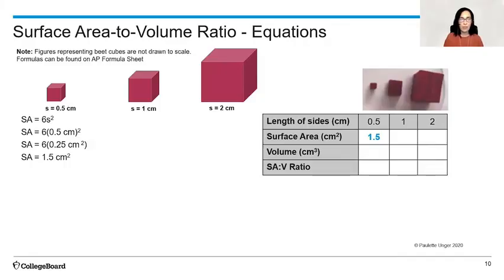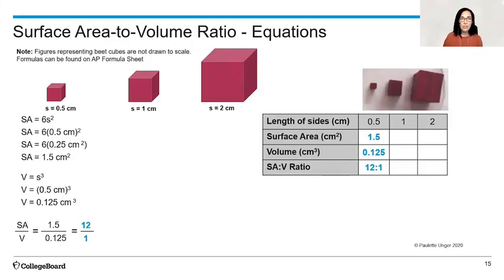And I filled that in the table for us. The volume of the cube is side cubed, so we have 0.5 times 0.5 times 0.5, which gives us 0.125 centimeters cubed. And now to set up the ratio of surface area to volume, we're going to put 1.5, the surface area, in the numerator, and then we'll put the volume of 0.125 in the denominator, and that gives us a surface area to volume ratio of 12:1 for our smallest cube.